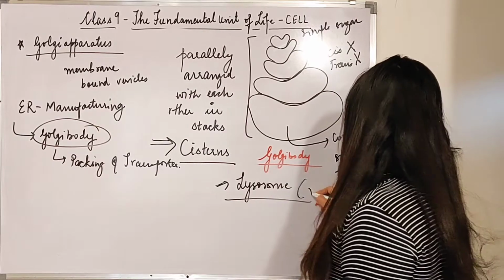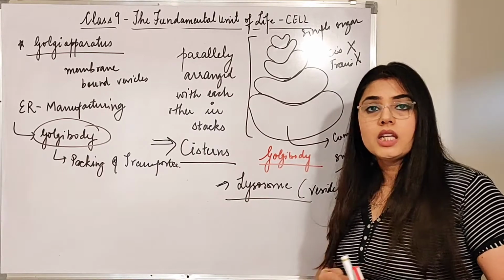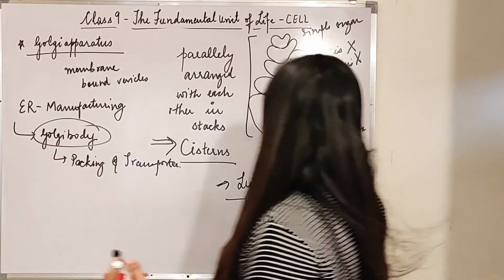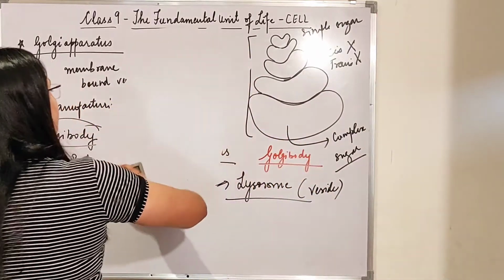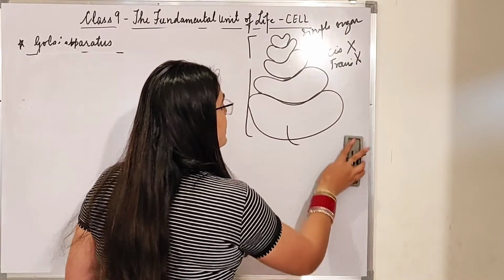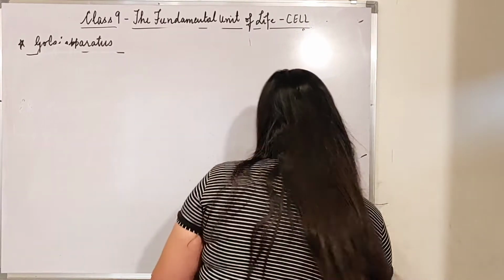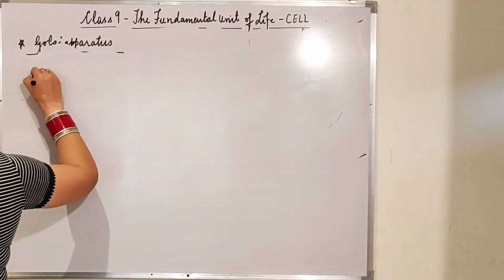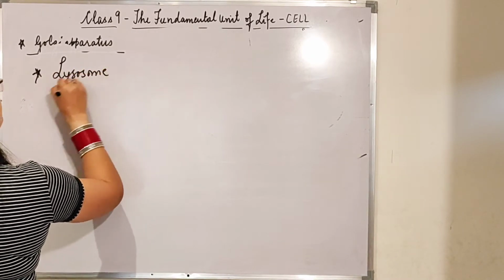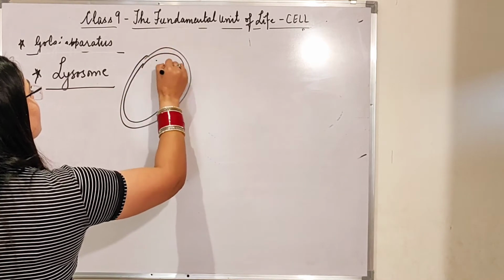So lysosomes are also a type of vesicle. Okay, vesicular bodies. Fine. Next one we will study in this video only. Let's finish lysosome only. It is also a very small thing. So lysosome, beta, is the next organelle we are moving to. What is the next organelle, beta? Lysosome. So lysosome has a very simple structure. This is the structure of lysosome.